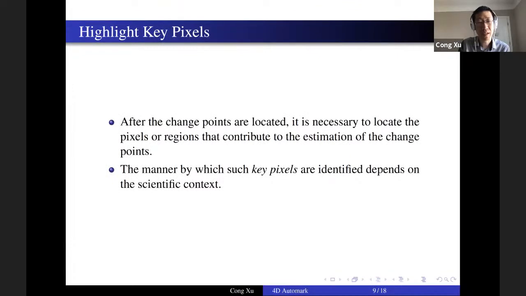So after we locate the change points, another interesting thing is to locate the pixels or the regions that contribute to the change points. So we have to see what changes before and after this change point. So we define some algorithms to detect these key pixels.